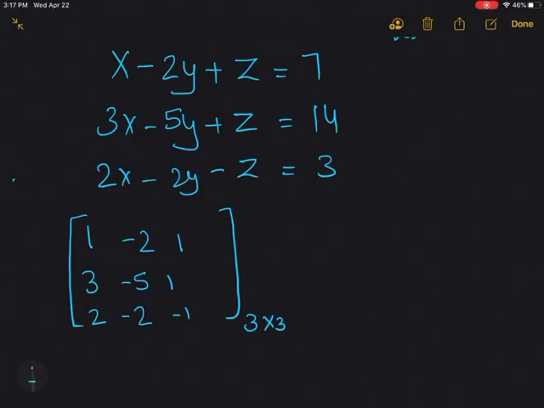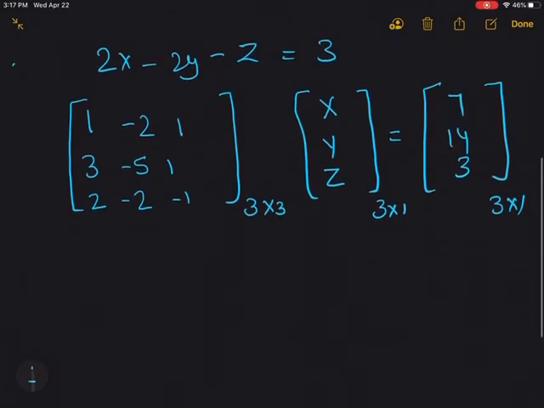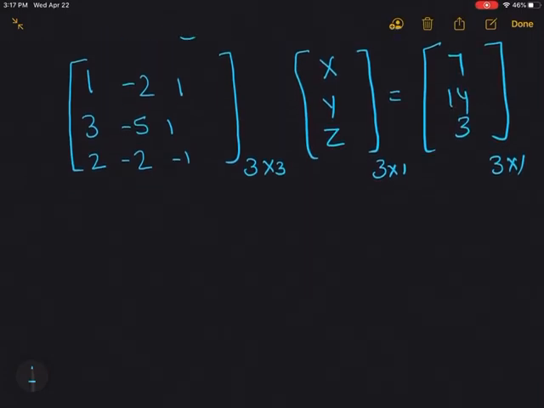Then we need our next matrix, which is going to be 3 by 1 in size, and I would put all three variables in there: x, y, and z. The matrix on the other side would also be 3 by 1, and I'll just put the numbers I see on the right side in there. All right, I'm done setting up my equations in matrices.